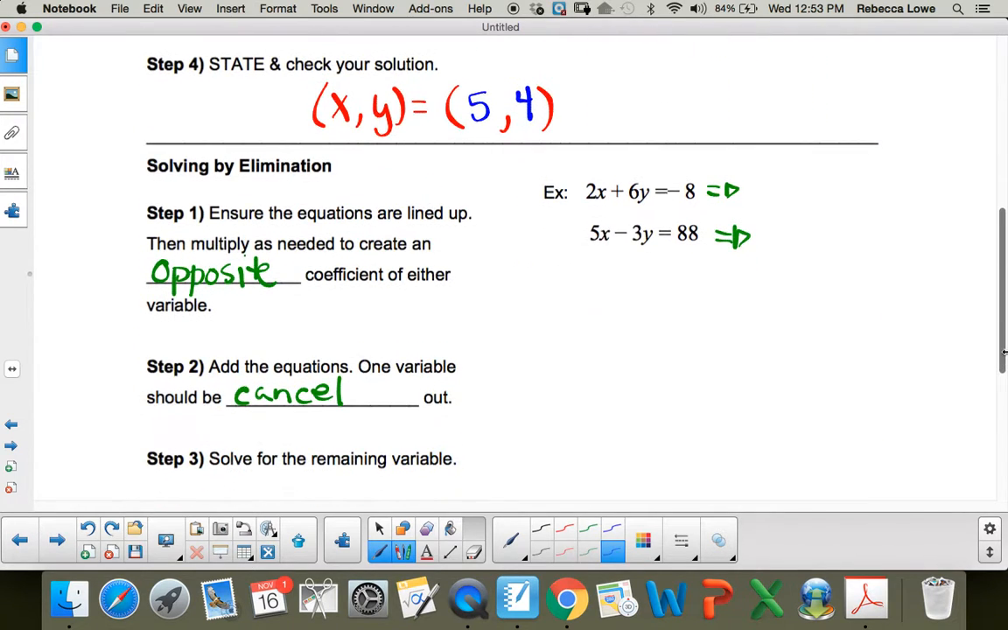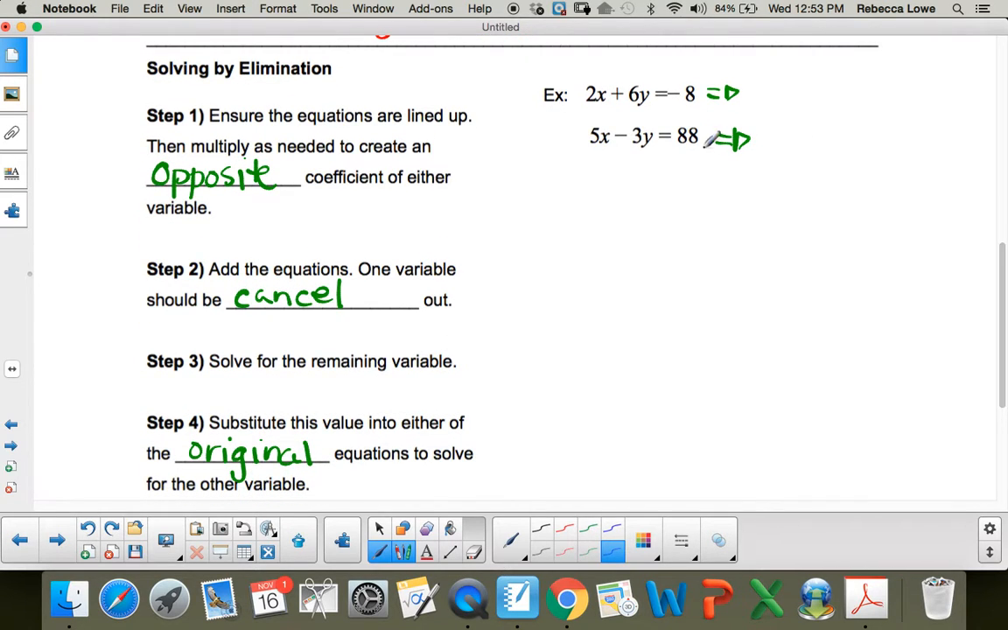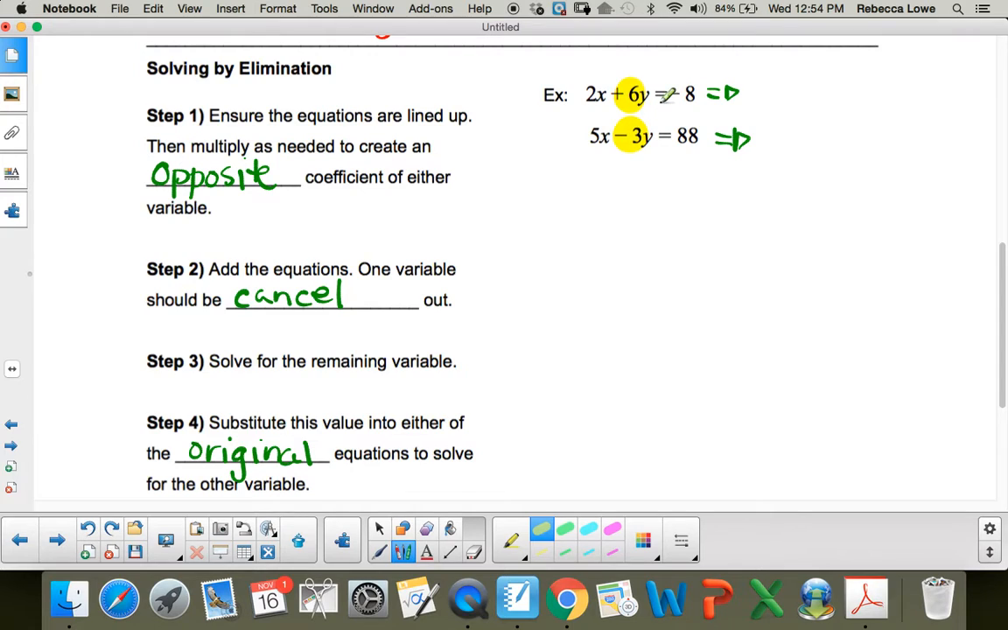That's substitution. Elimination is best used when you've got both equations in standard form, ax plus by equals c. Notice how the x's are lined up, the y's are lined up, and the constants are lined up, as well as the equal signs. So we're ensuring that they're lined up. We're going to multiply as needed to create an opposite coefficient. So you can see here that the y values, 6 and negative 3, I could easily create an opposite y coefficient by multiplying the second equation by 2.